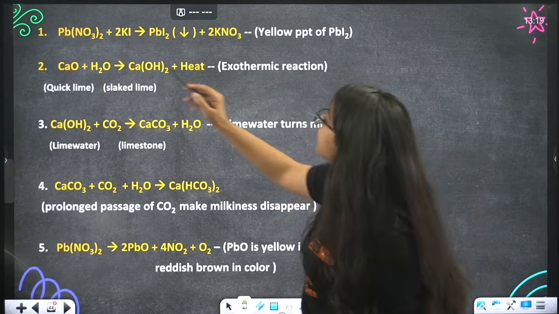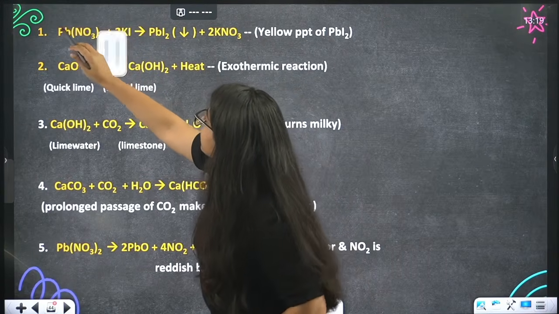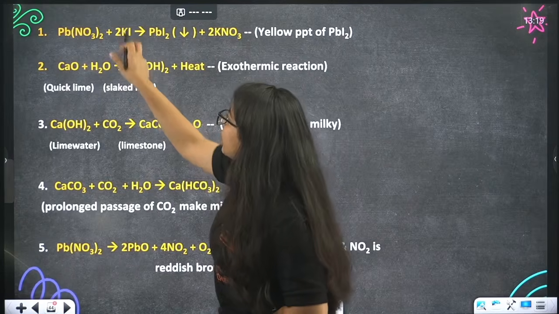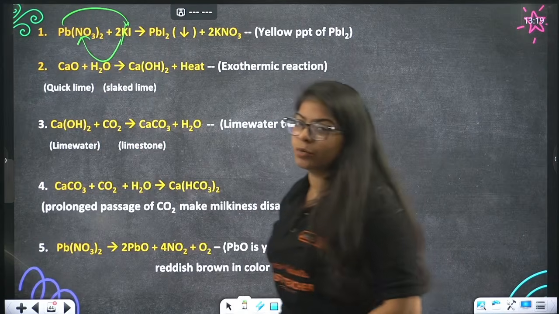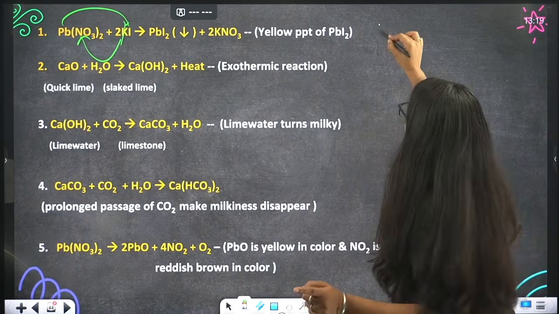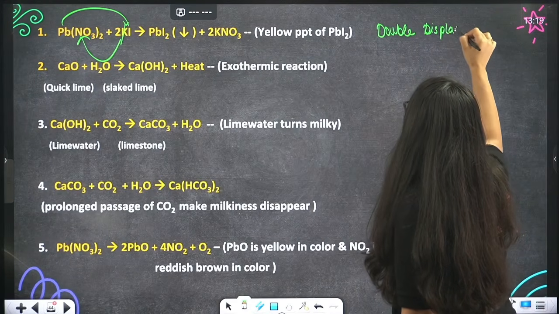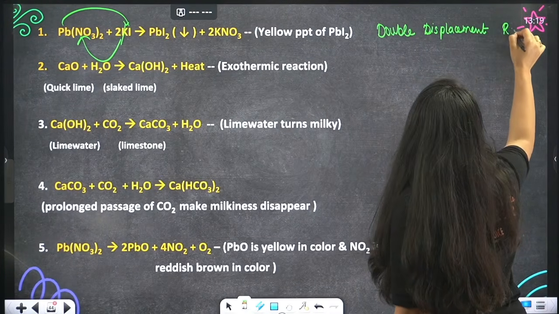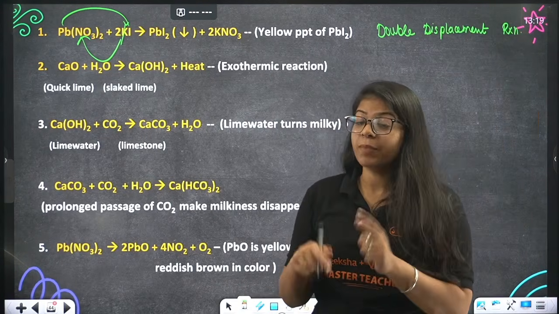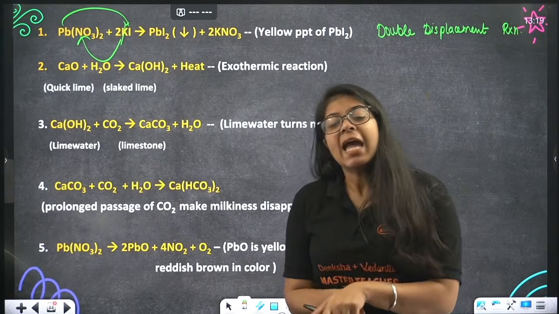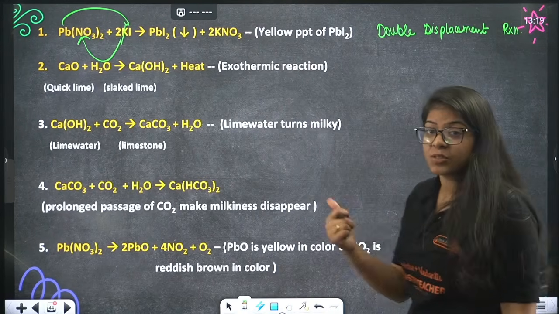What is happening? This NO3 got displaced by K. Now see, this Pb now sits with I, so Pb displaced K and went and sat with I. Then K went with NO3. What is that? Double displacement reaction. They can ask you to write an example of double displacement reaction, but they can also give you a reaction and ask you what type of reaction is this. Okay, so again this is very important.